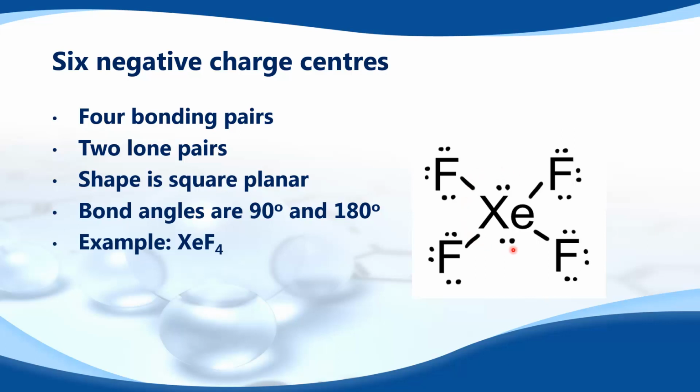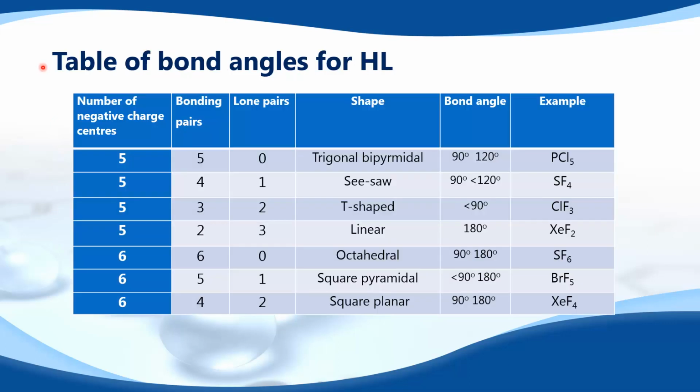So here's our XeF4 molecule. The xenon atom is at the center, and we have single covalent bonds to 4 other fluorine atoms. We have 2 lone pairs of electrons on the xenon atom, and this gives us bond angles of 90 degrees and 180 degrees. And finally, we have a summary.